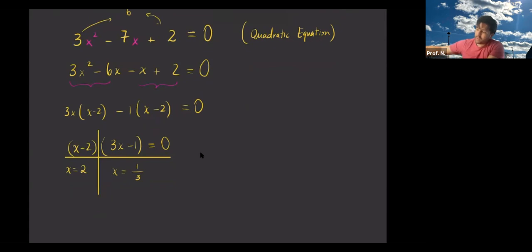I never started with x, I started with theta. So I have to replace theta back. Instead of writing x equals 2, what am I going to write? I'm going to write sine theta equals 2. Instead of writing x equals 1/3, what am I going to write? Sine theta equals 1/3. And now look what I have, guys. I got two smaller trig equations that I've done in the beginning.